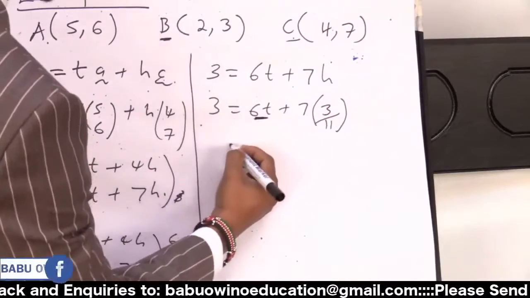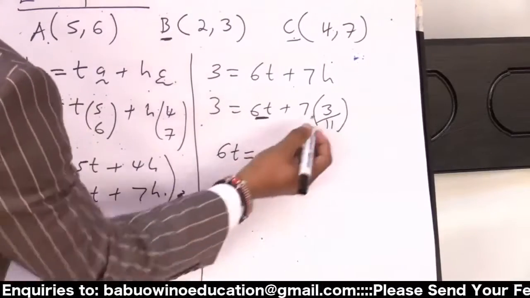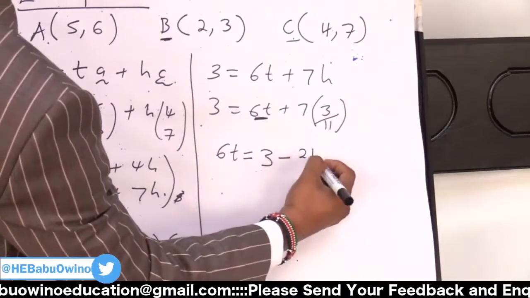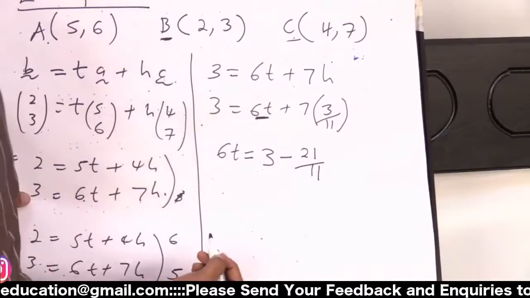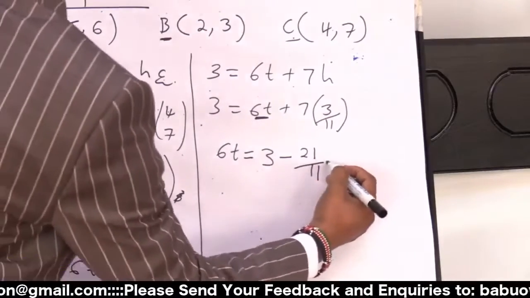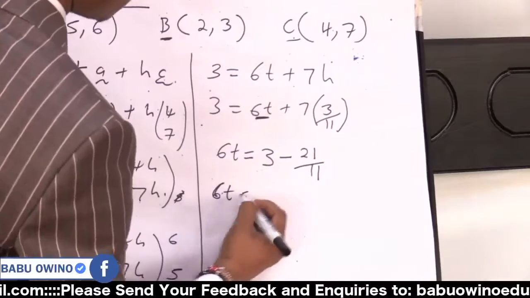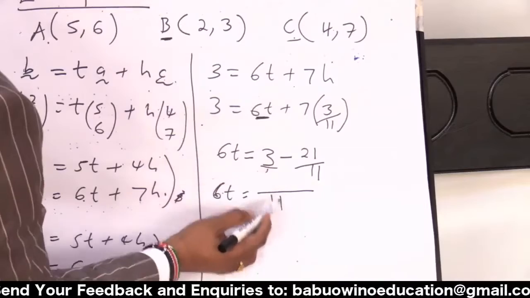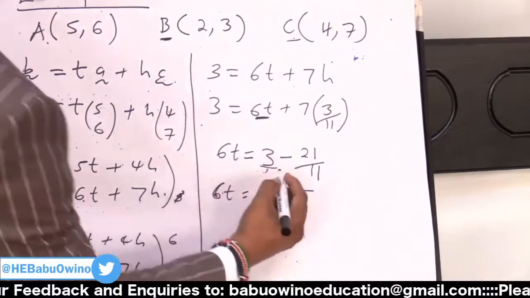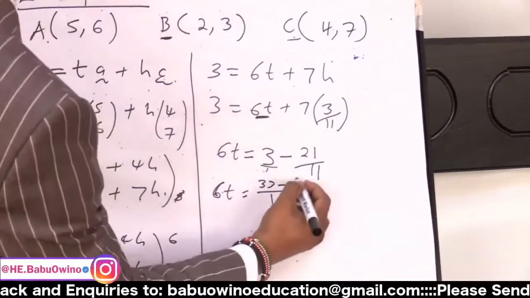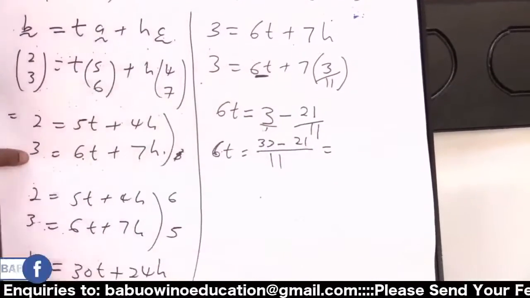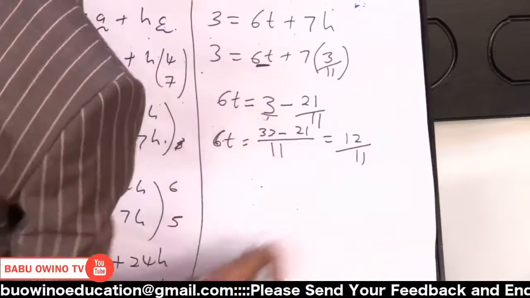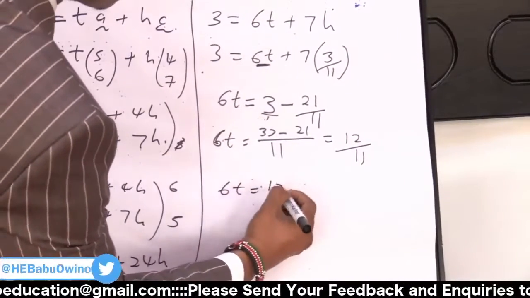Therefore, when you make T the subject of the formula, you bring this to the other side, so this becomes 3 minus 21 over 11. After that, find the LCM here. The LCM is 11, so 1 goes into 11, 11 times 3 is 33, minus 21. So this is 12 over 11. So 6T equals 12 over 11.